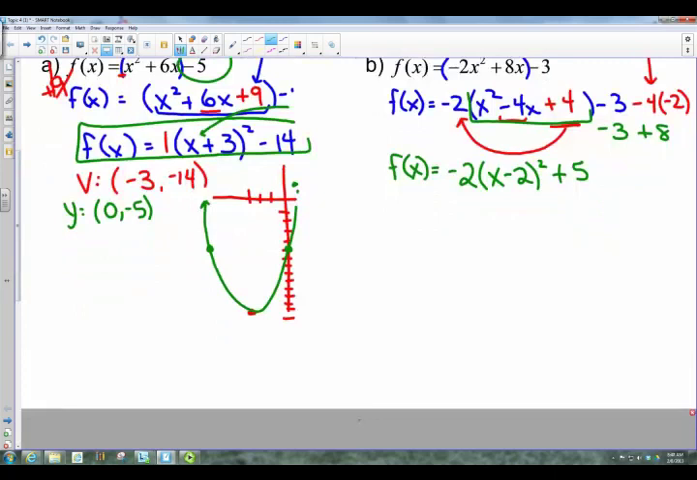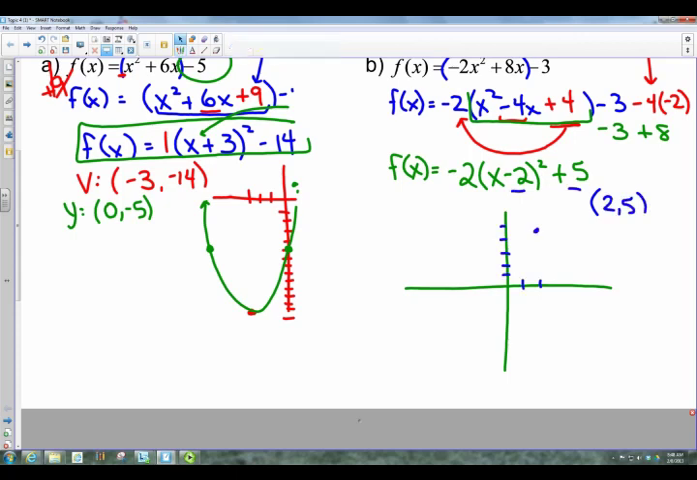So to graph this thing, I set up my graph. Vertex is h, k. Well, h is 2, k is 5, so vertex is 2, 5. So I go to my graph, 1, 2, 1, 2, 3, 4, 5. I've got that there. There's your vertex. Now what you should realize is two things. You've got a negative, and if you remember, a negative means it's reflected down. You've got a 2. The 2 means that it's a stretch, so it is going to get narrower.